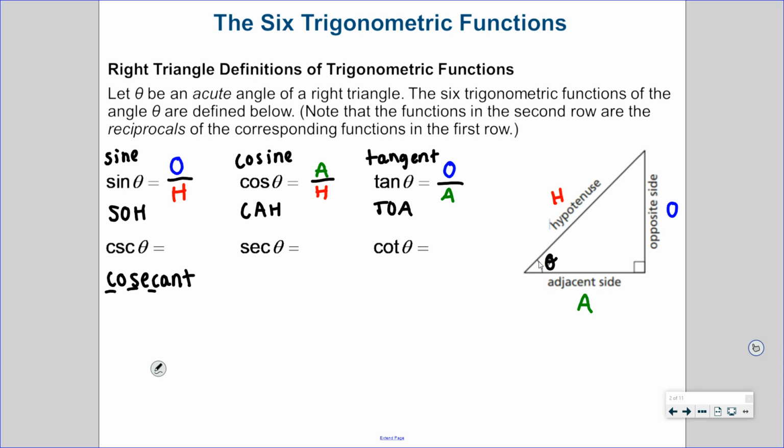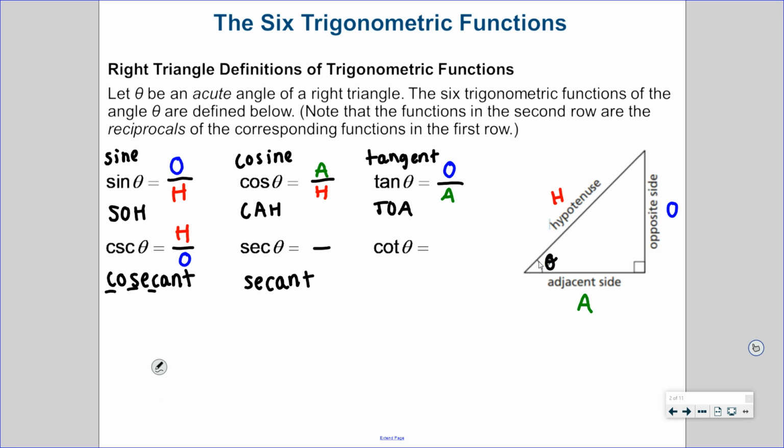Cosecant is a reciprocal of sine, so it's a ratio of the hypotenuse to the opposite side. So that's why I put it right underneath sine. These are reciprocal trig functions of each other. They're reciprocals. And that means the next one could be secant. Close, secant.